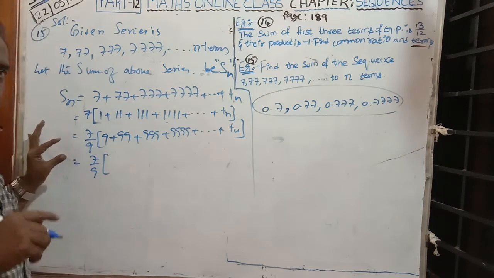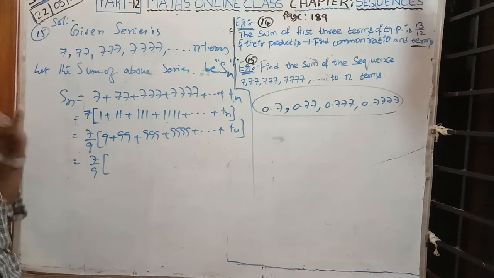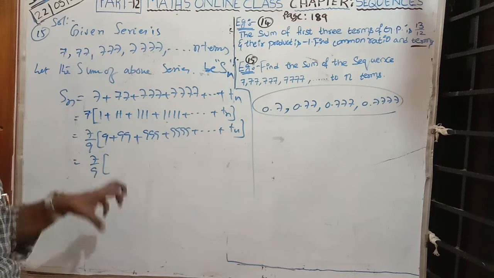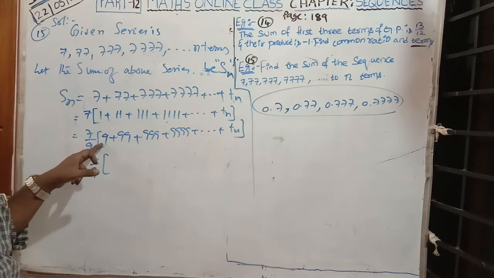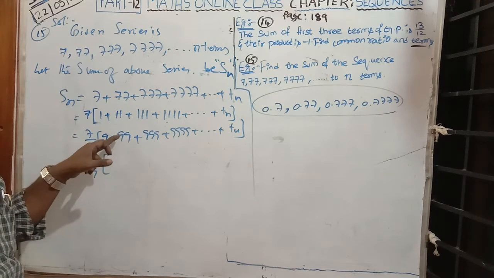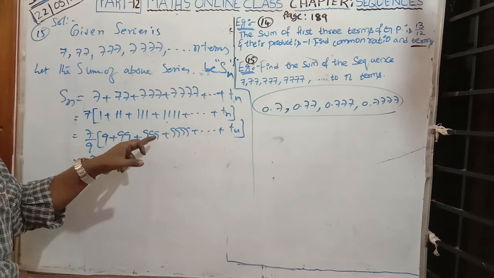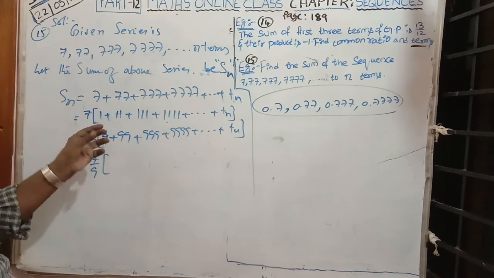It is a different type of problem. We cannot say it is GP. It is a sequence only. But we make this sequence into GP. But here it is not GP. Okay? 9 into 11 is 99, 99 into 11 is somewhat different, not this one. And into 11 is not this one. So it is not GP. But we make it into GP.